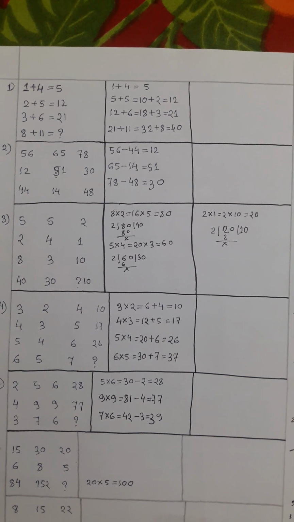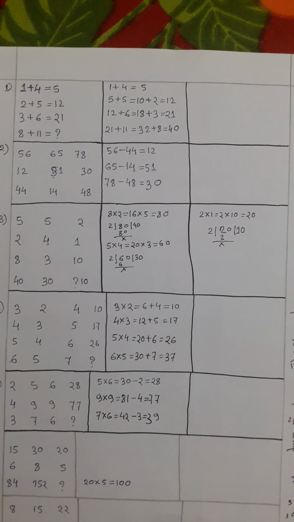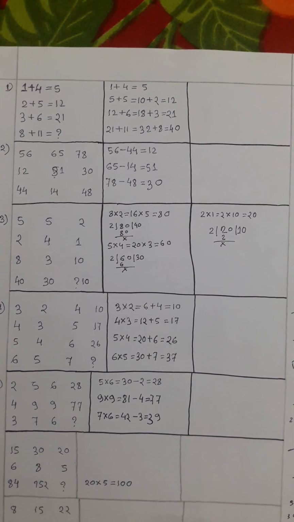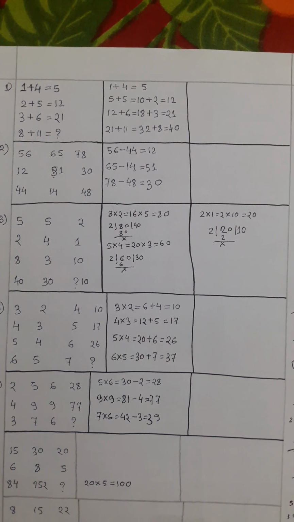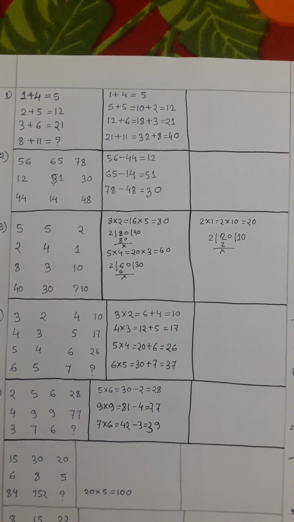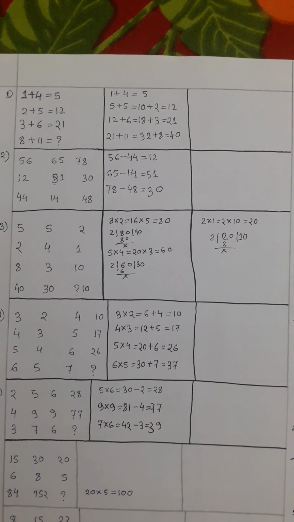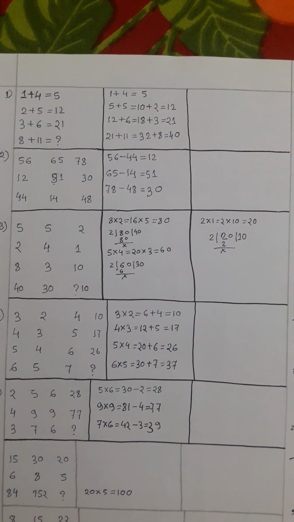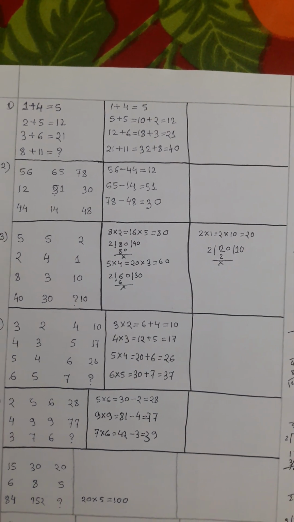So follow the pattern. Okay, 3 × 2 = 6 plus 4 = the answer is 10. So this way all the pattern we need to follow. The next one, 2, 4, 3, 5, 9, 7, 6, 9, 6, 28, 77, question mark. So in this math follow the pattern.